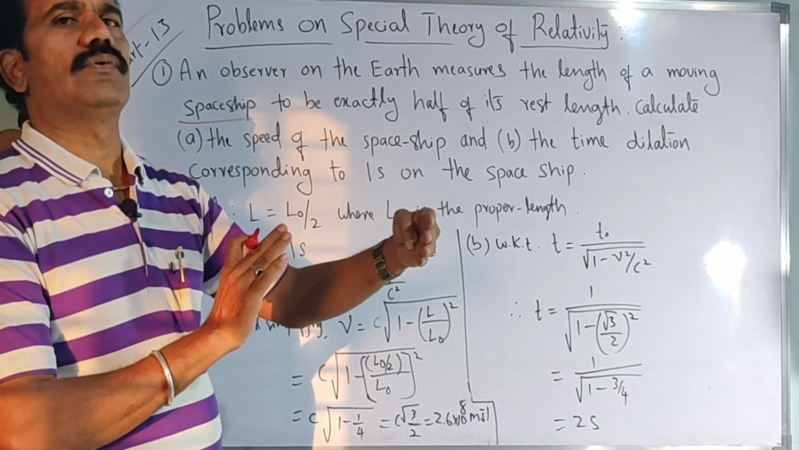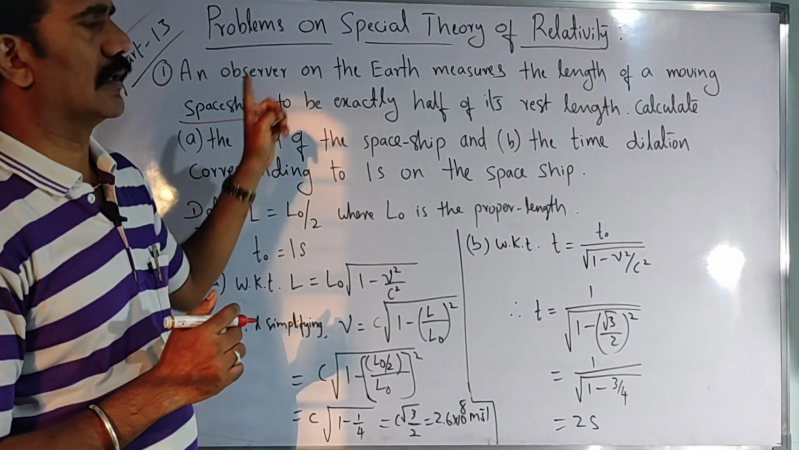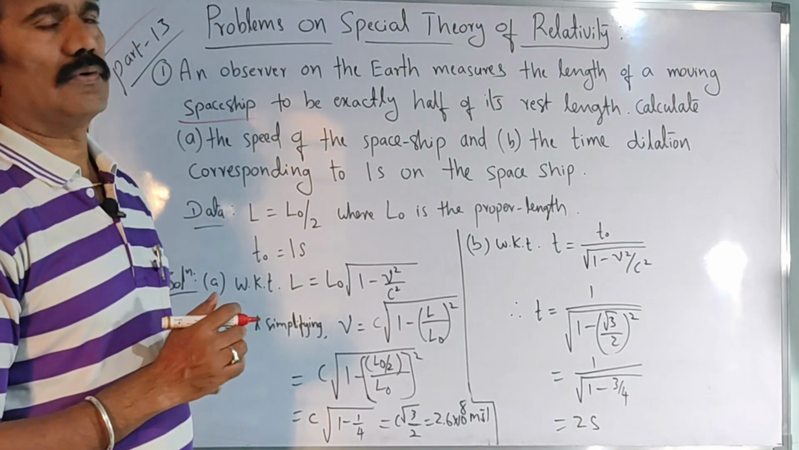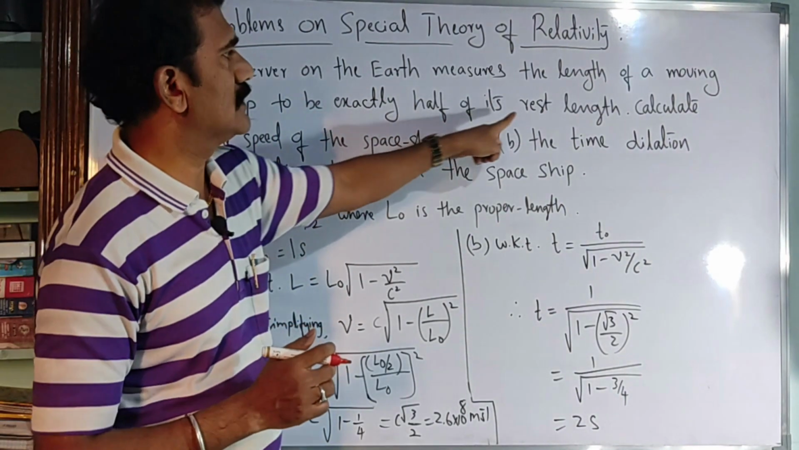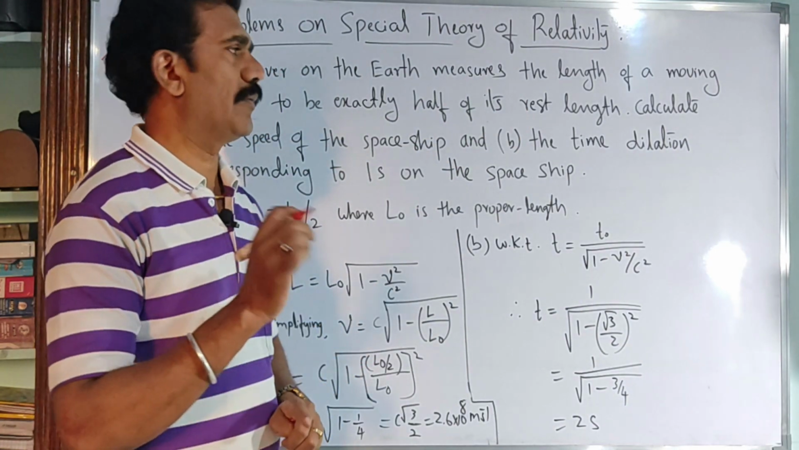Whatever length of the spaceship he observes is its proper length, but the same length measured by the observer on the earth is the measured length L. There is a difference, so you find that it is exactly half of its rest length. Rest length, you have to understand, means the constant length or proper length.